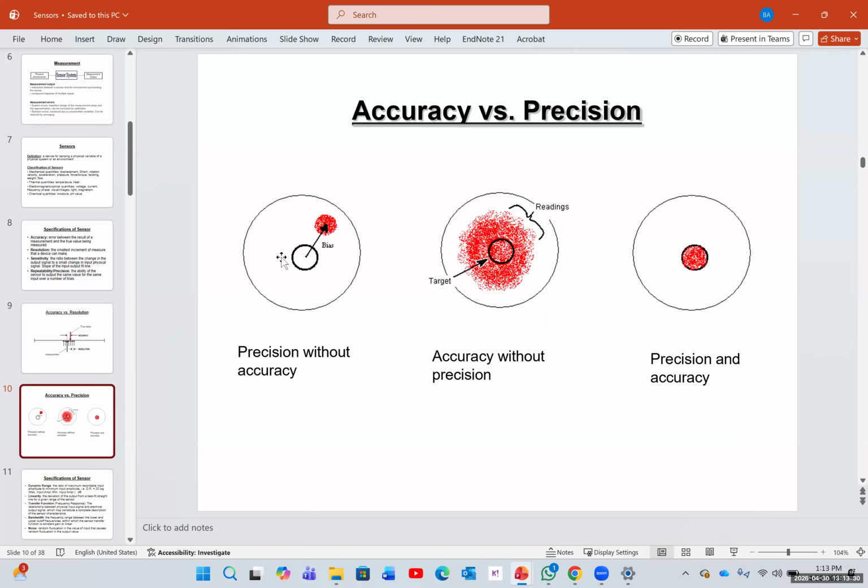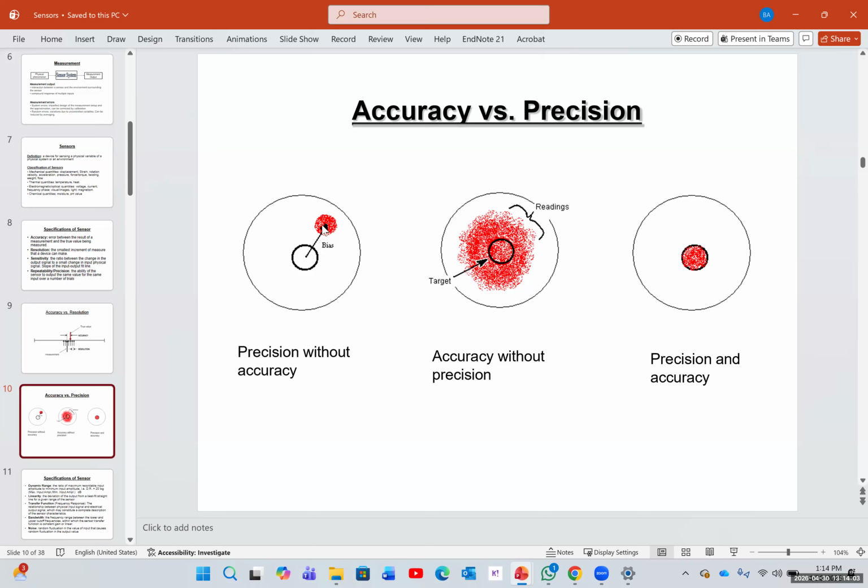Now, we already went through this. This is a comparison between accuracy and precision. The one on the left, we have a precise system without accuracy, so precision is high. Second one, accuracy is higher because it's around the target, but it's scattered. And the third one on the right, you have very high accuracy, high precision, which is a desirable one.